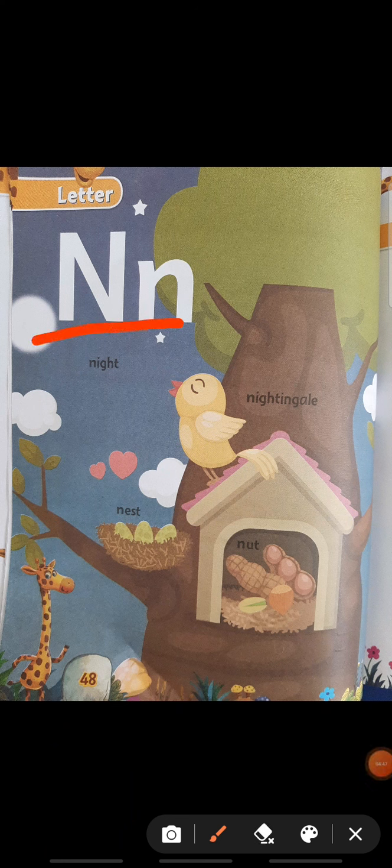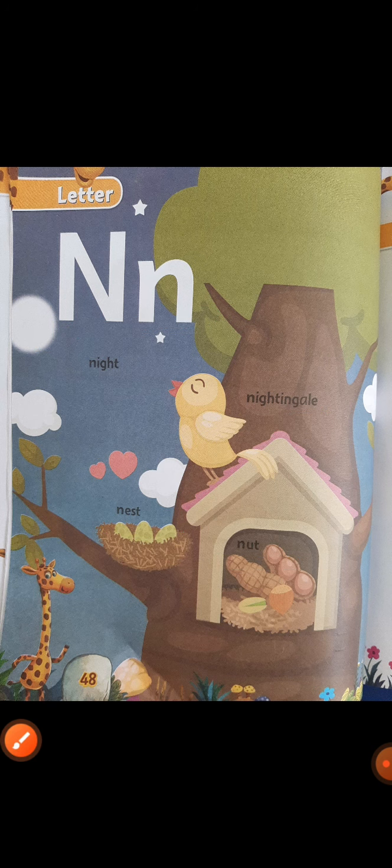Okay, letter N. N for night. N for nest. N for nut. N for nightingale. Yes. So these are the N letter words. Okay, so once again we'll read it. You have to repeat with me. Letter N. N for night. N for nest. N for nut. N for nightingale. Yes, very good children.